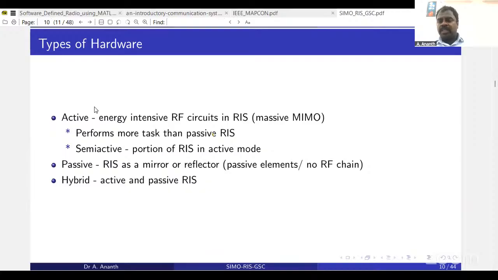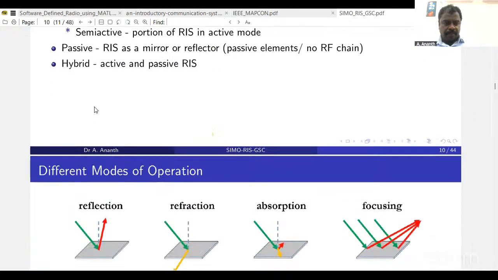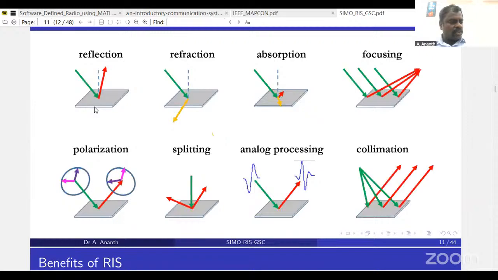Similarly, we have a hybrid, which indicates that some portion of our RIS surface is active, and some portion is passive. So that's our hybrid. Coming to the different modes of operation, it can perform several modes. One is reflection: whatever electromagnetic waves fall on the reflecting surface get reflected to a certain direction. Similarly, it can also perform refraction, absorption, focusing, and so on. According to all these modes of operation, RIS can be used in different applications.